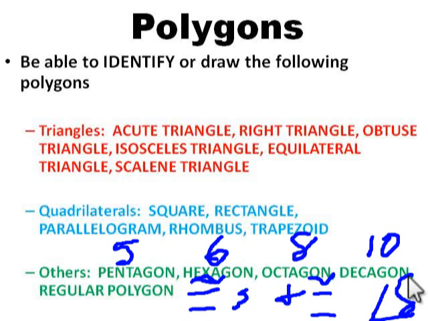So a square is an example of a regular quadrilateral. An equilateral triangle is an example of a regular triangle.